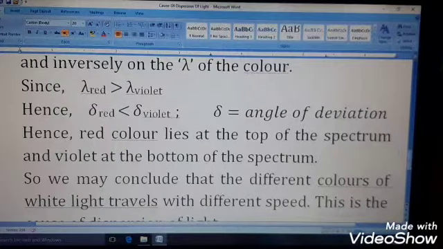This is how. The speed of red light is more, that is why its wavelength is more, but its deviation is the least. This is the angle of deviation, delta we call it, and this is wavelength, lambda. Hence red color lies at the top of the spectrum and violet at the bottom of the spectrum, because violet has the most deviation as compared to the red one, as you can see from this.